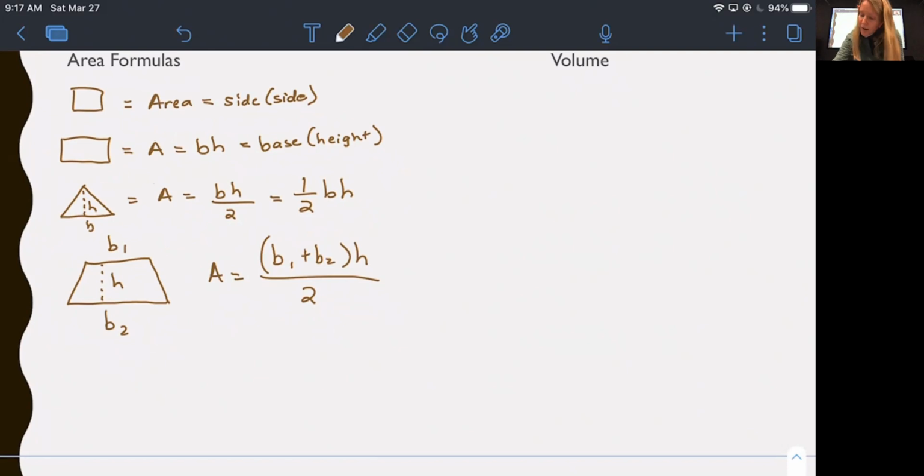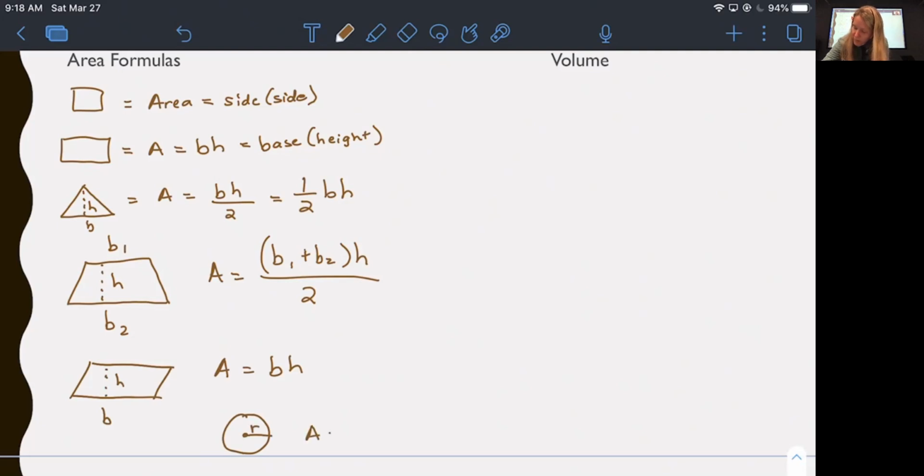A parallelogram, it's like the pushed over rectangle. Its area formula is also base times height. And then a circle, the area formula for a circle is pi times the radius squared.